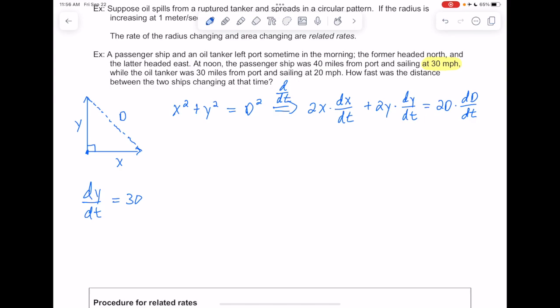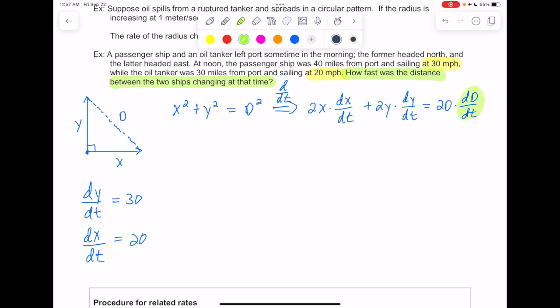And I'll just put a 30 here for now, and we'll bring back the units when we get further into this. When we go to the next ship, the oil tanker, it's sailing at 20 miles per hour, and it's the horizontal one. So that means that dx dt is equal to 20. And then it says, how fast was the distance between the two ships changing? That's the last part, right? There's the question. So this is the question they're asking us. How fast was the distance between the two ships changing at that time? That's going to be dD dt. So that's what we're trying to find out.